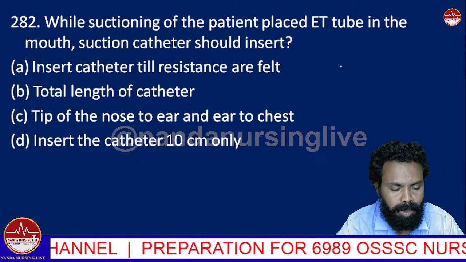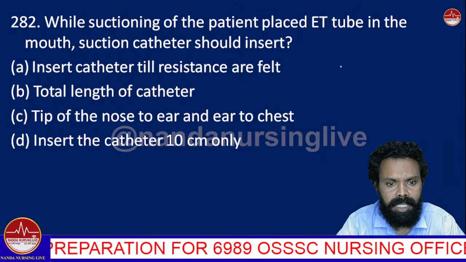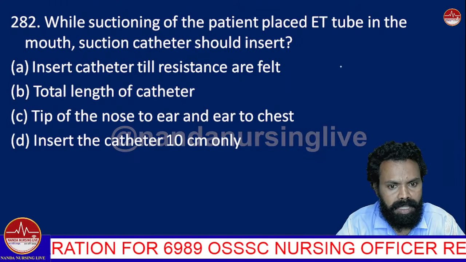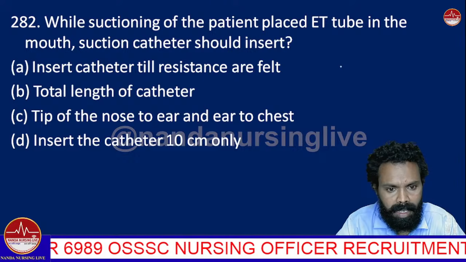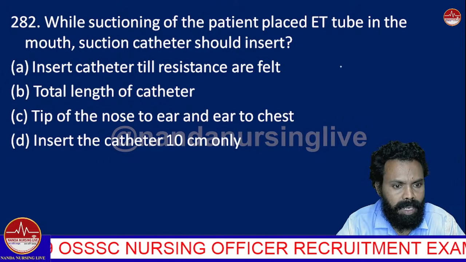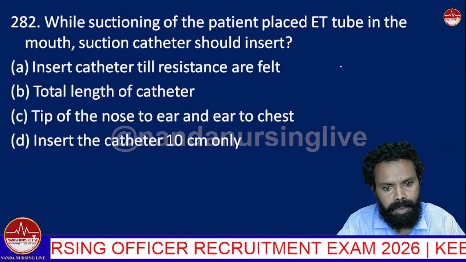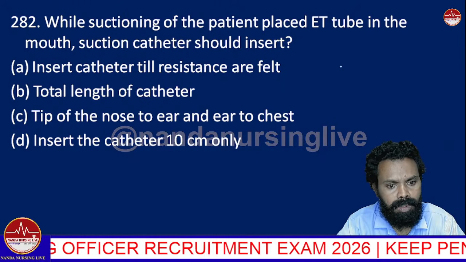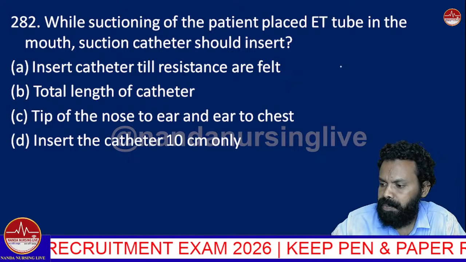Next question, question number 282. While suctioning a patient with an ET tube placed in the mouth, the suction catheter should be inserted: Option A, insert the catheter till resistance is felt. Option B, the total length of the catheter. Option C, tip of the nose to ear and ear to chest. Option D, insert the catheter 10 cm only. So which option is the correct answer, beta?